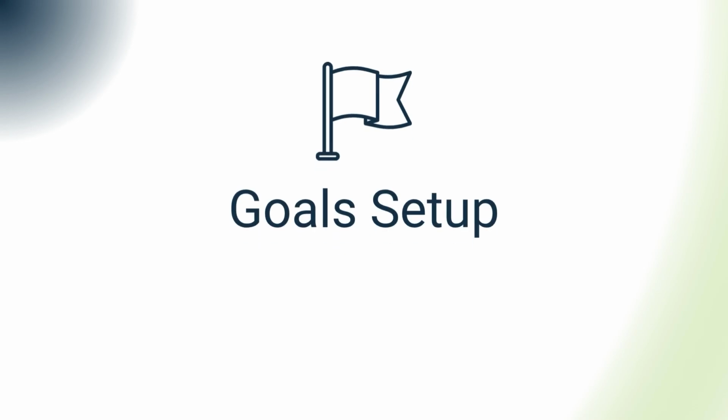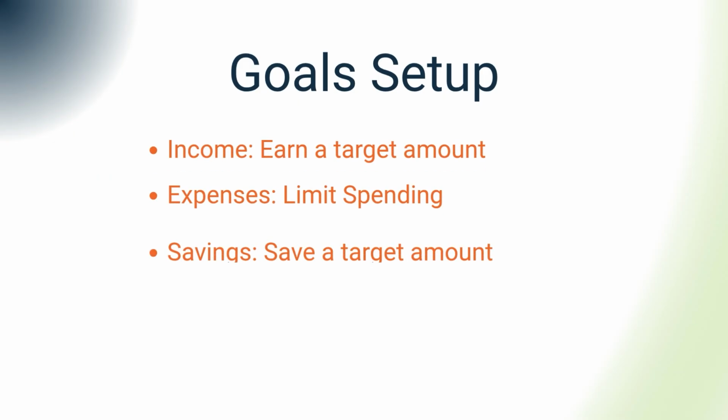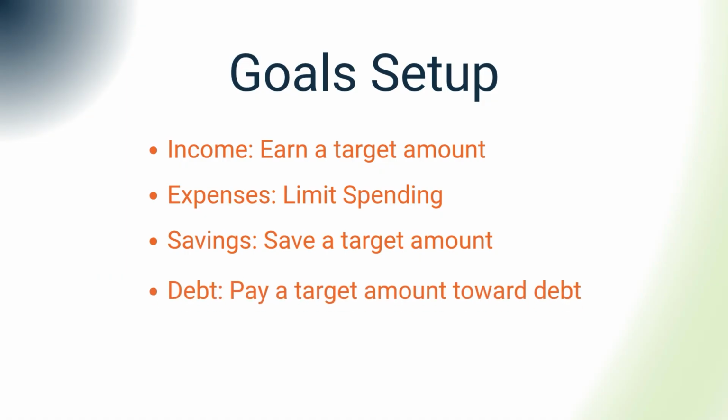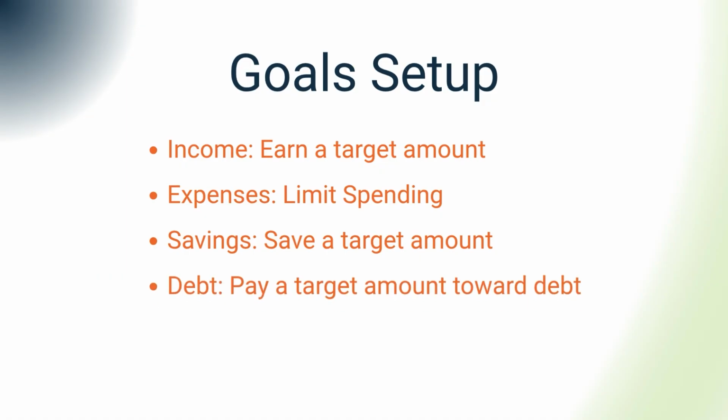Goals in Accompt help you stay on track by setting clear targets for each part of your finances. You can set goals to earn a target amount, limit spending for a specified period, save a target amount by a deadline, or pay a target amount toward a debt.